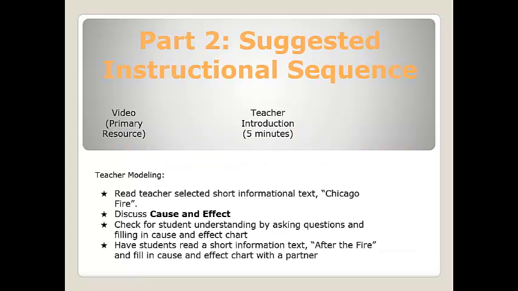Part 2. Suggested instructional sequence. Teacher modeling. Read teacher-selected short informational text, Chicago Fire. Discuss cause and effect. Check for student understanding by asking questions and filling in cause and effect chart. Have students read a short information text, After the Fire, and fill in cause and effect chart with the partner, with some help from the teacher.